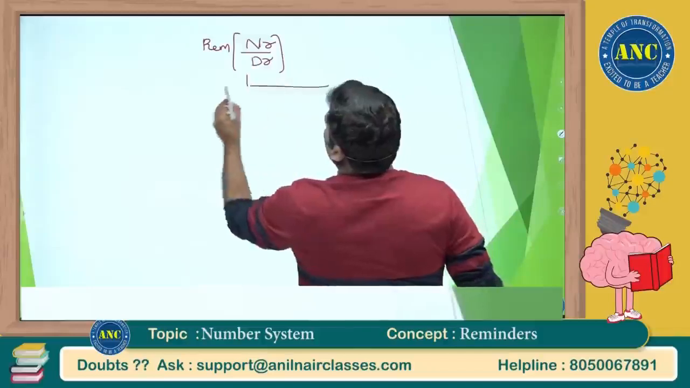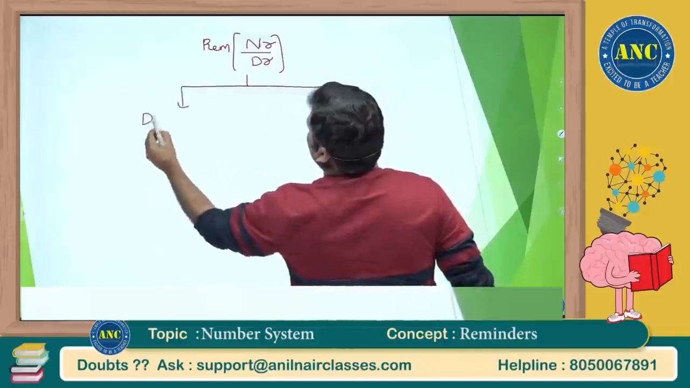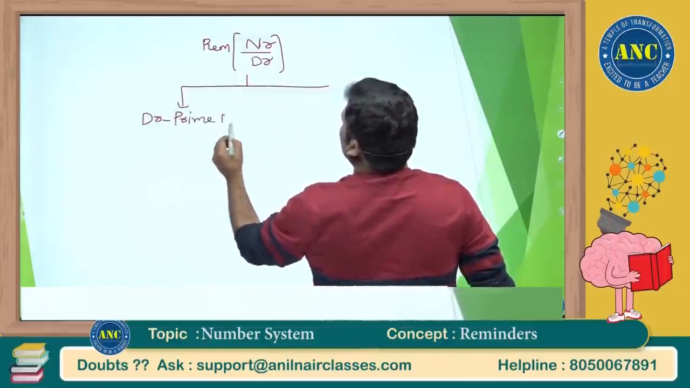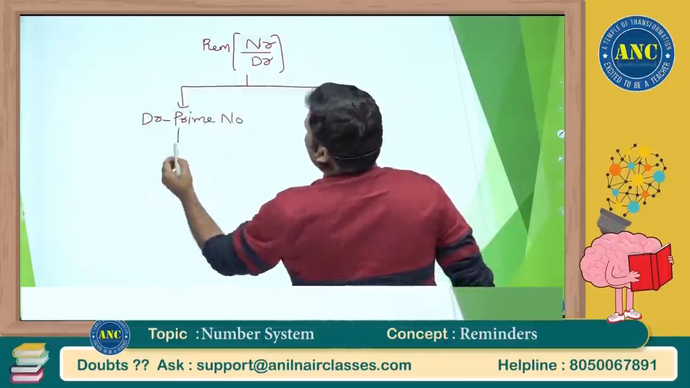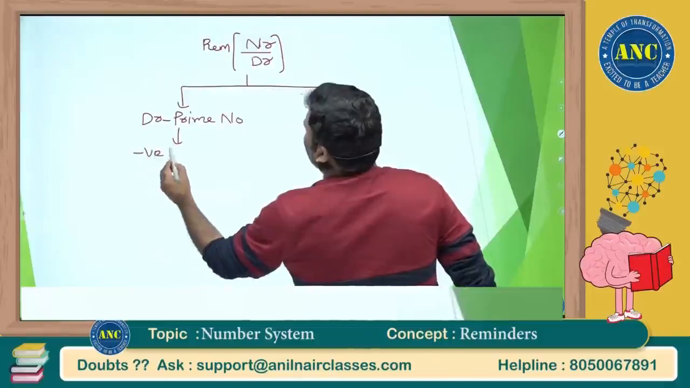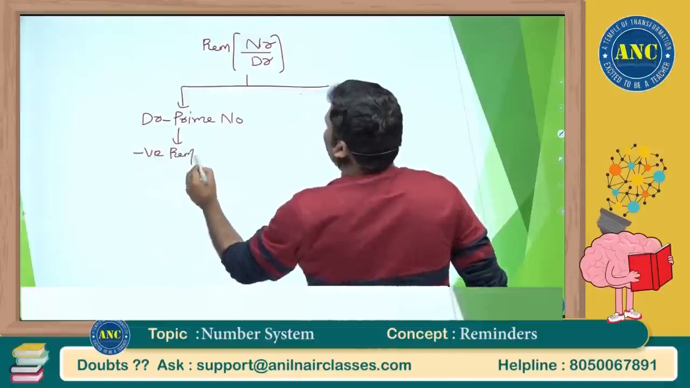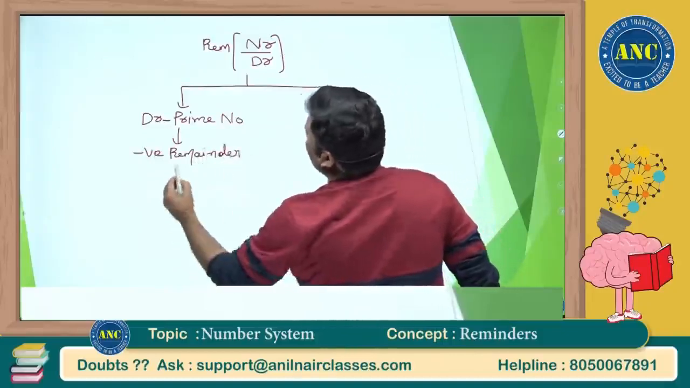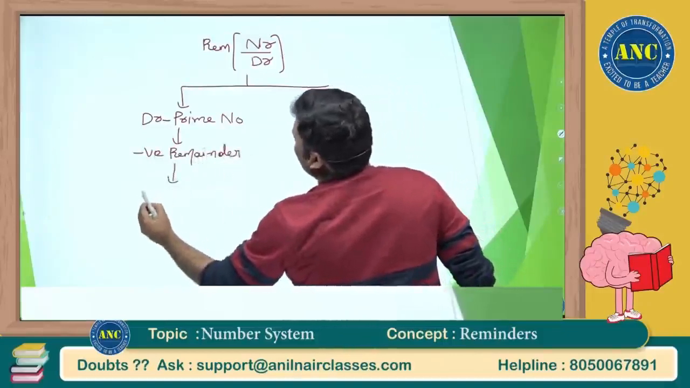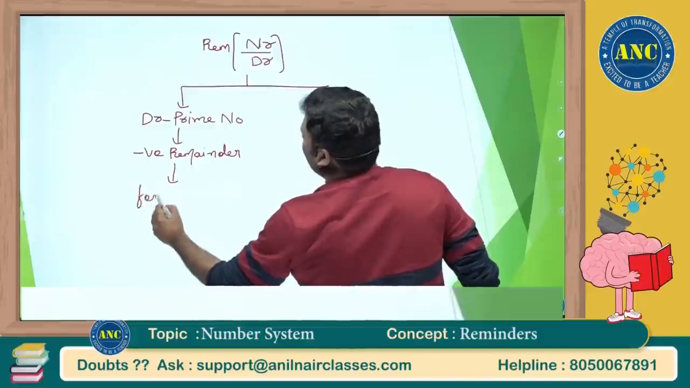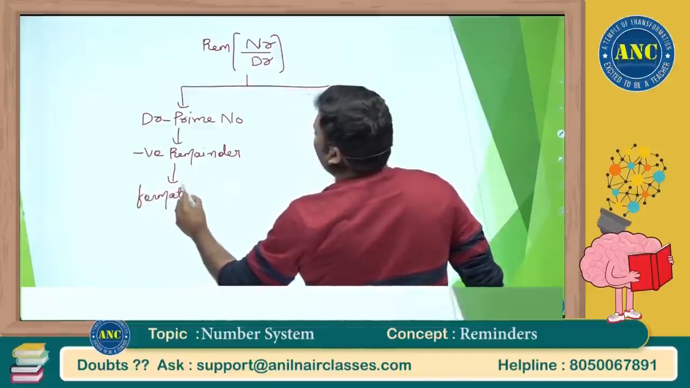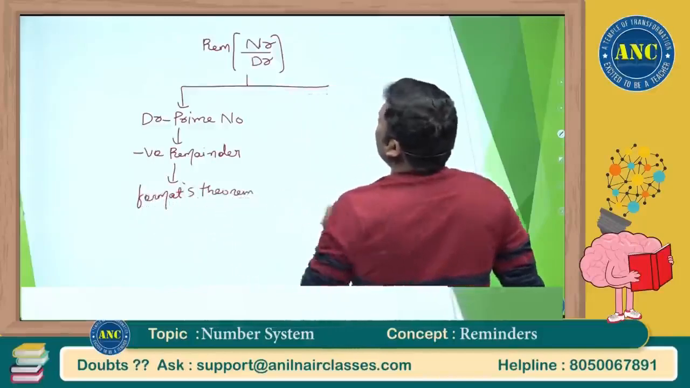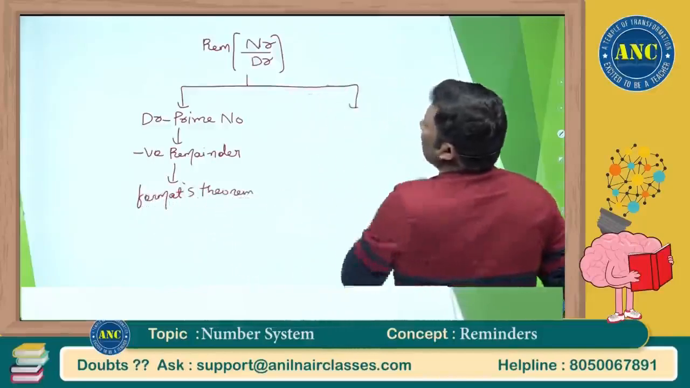Numerator by denominator. If the denominator is a prime number, first use negative remainders. If you are able to solve it very quickly by using negative remainder, stop there. If it is taking more time, then go to Fermat's theorem. This is an extremely important slide, sir.